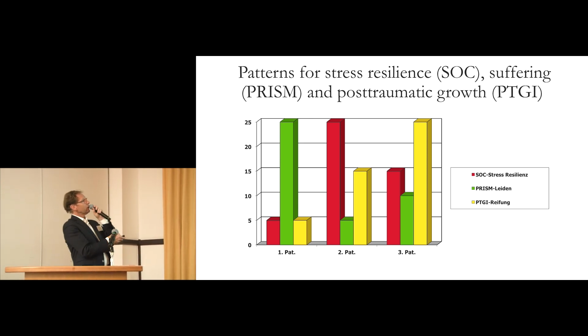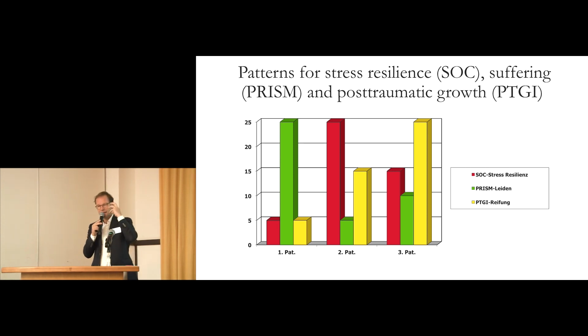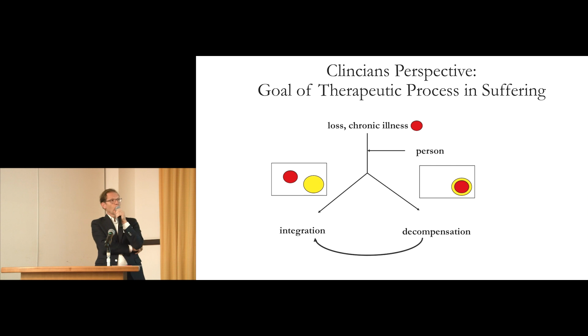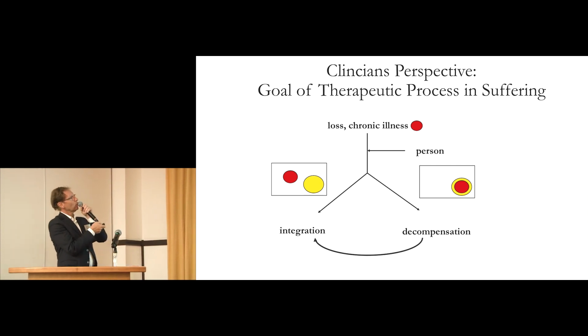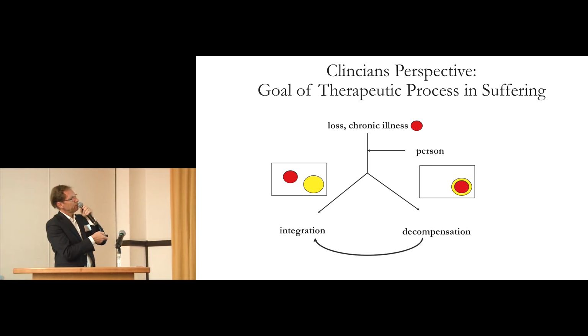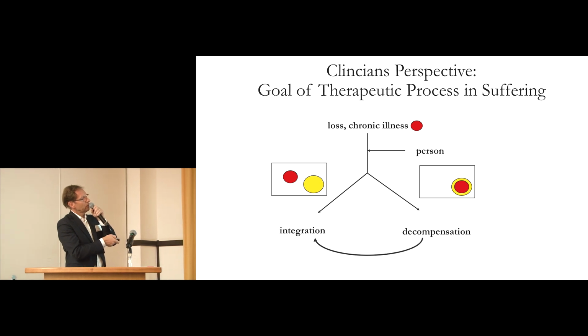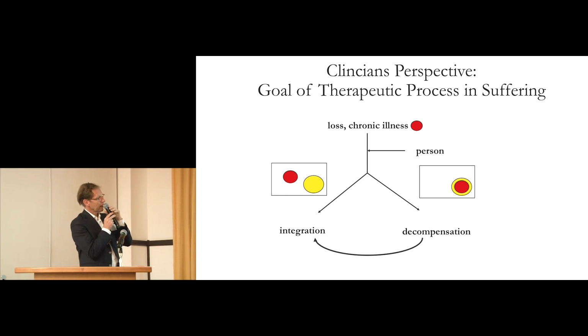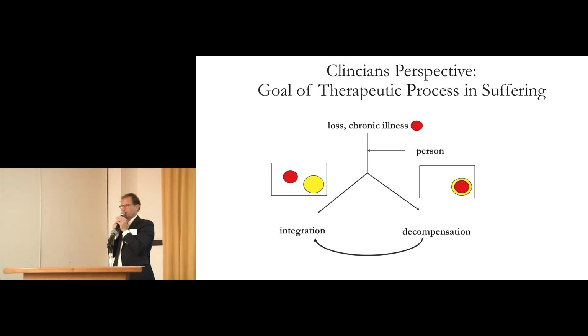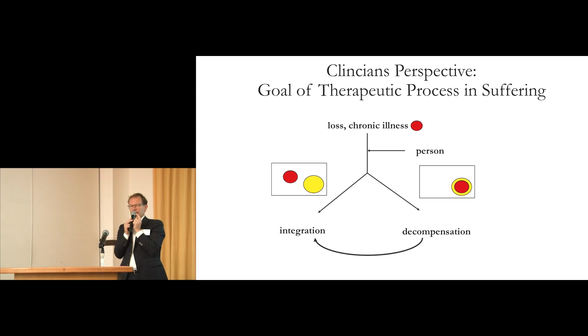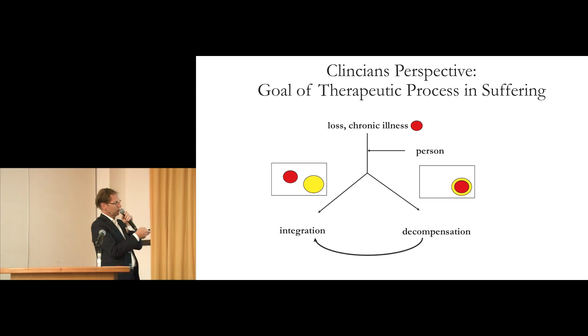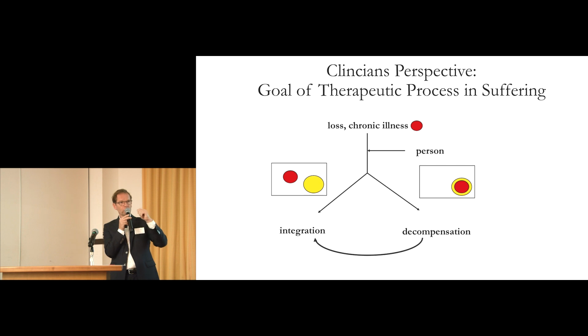What are we doing as clinicians with this information? I would like to give you just an idea, as a clinician, of what I perceive as the goal of therapy. We try to help patients from a state of decompensation to a state of integration after the loss or the chronic illness, and that's a very difficult endeavor, because you have to deal, as a human being, with something you don't want to have. You want to push it outside of your life. You don't want to get in touch.